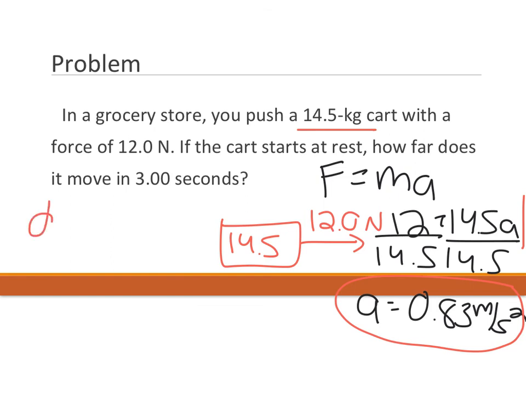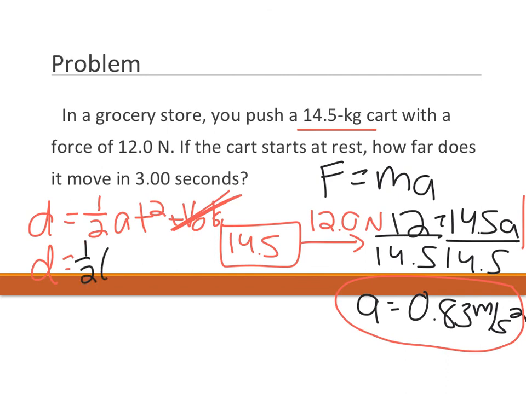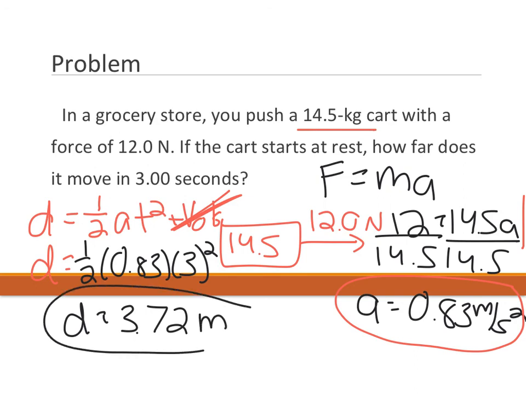The first kinematic equation, d is equal to 1/2 at squared plus v0t. Let's assume this thing started from 0. Let's plug in my numbers. I have d equals 1/2 a, which I solved for, times time squared. So for my answer, I'm going to get a distance of 3.72 meters. So a lot of these problems will have you solve using Newton's second law and then use your kinematics equations.